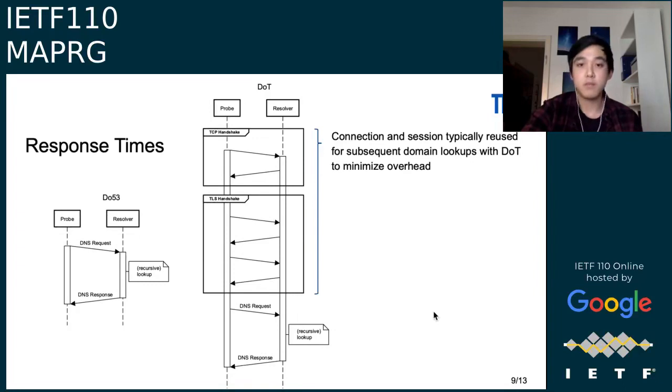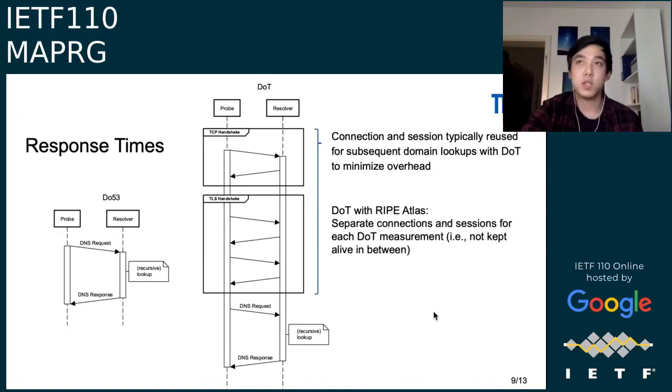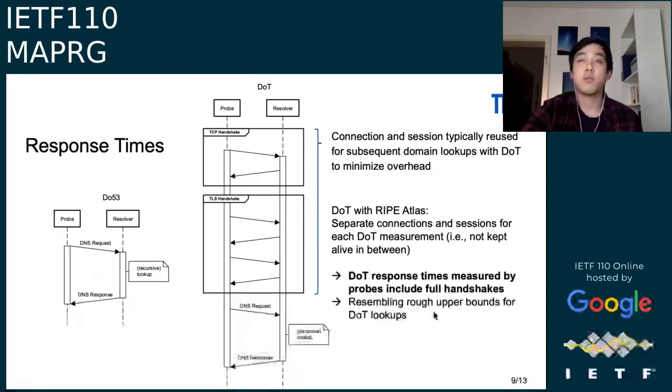these handshakes. Now for RIPE Atlas, this is a bit different since the measurements are designed to be independent from each other, which means that these connections and sessions are not kept alive in between the measurements, meaning that the response times that we measure and present here always include the full TCP and TLS handshakes. As a result, this will roughly resemble upper bounds for the DOT lookups, as subsequent domain lookups would not have to do the handshakes and would have lower response times.